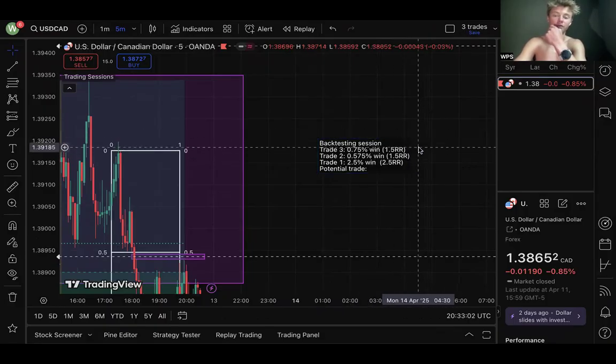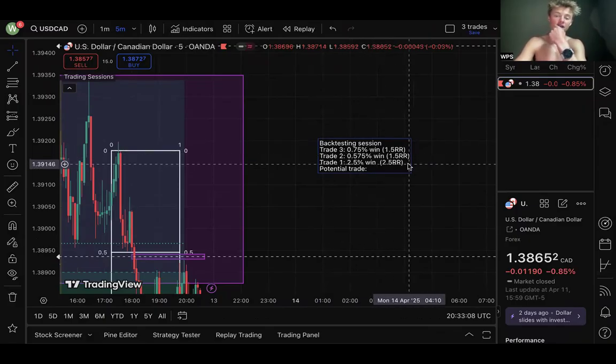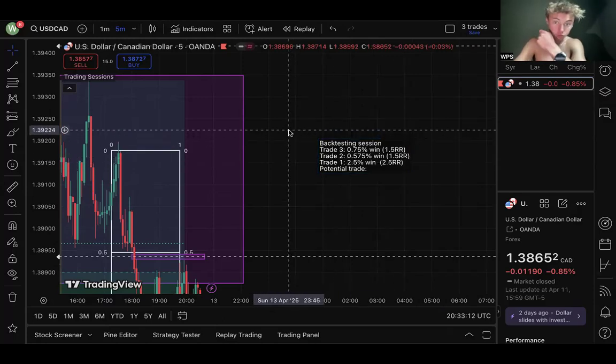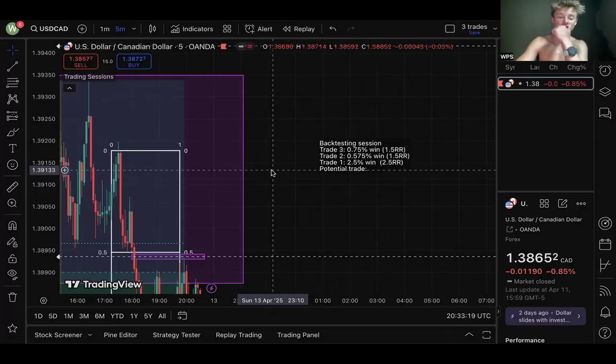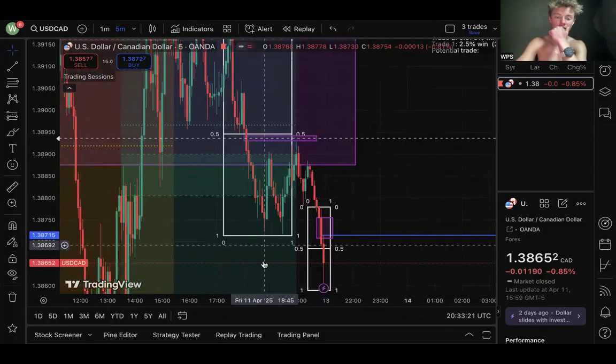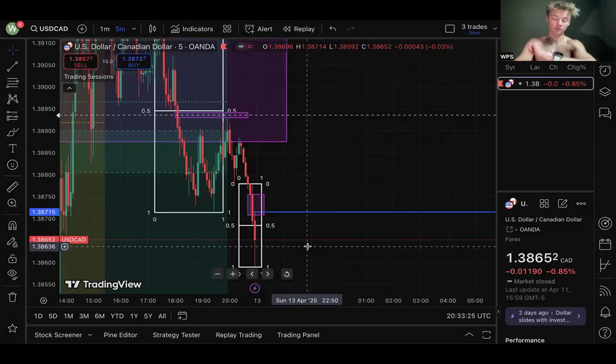The second trade, I would have made 575 fake dollars with a 1.5 risk reward ratio. And the last trade I found, I would have made 2,500 fake dollars with a 2.5 risk reward ratio. And I also came across a trade that I am planning on taking in the future once the markets open at 5 o'clock.